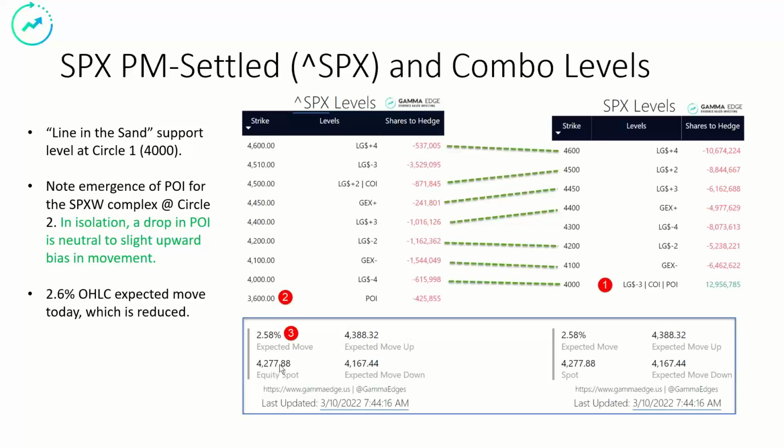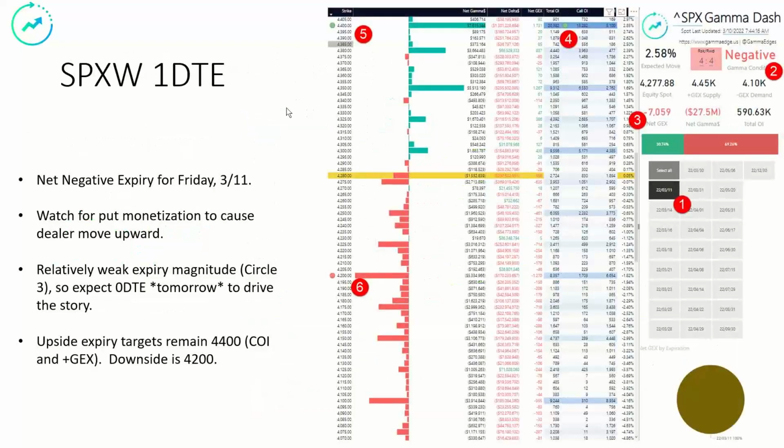At 42.77, and this could actually be an early bullish indicator, so we want to keep an eye on that. Circle 3, we're showing approximately 2.6% open-high-low-close expected move today, so watch for it. It's reduced compared to yesterday, but still watch for increased volatility.